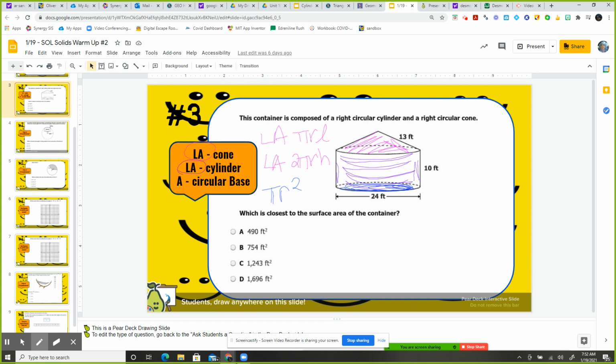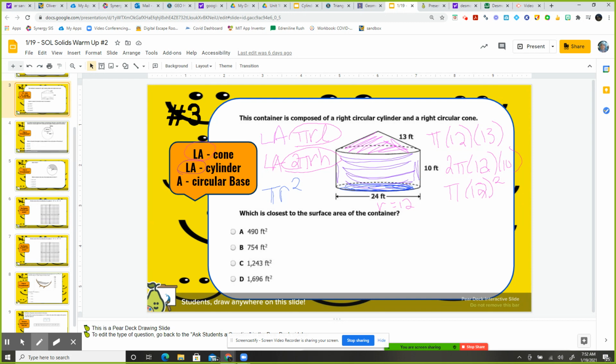Then it's just a matter of substituting. So in my calculator, I'm going to do pi, and then the radius is 12, and the slant height is 13. And then we're going to do this one, 2 pi RH, 2 pi, the radius is 12, and the height is 10. And then for that bottom circle, pi, and then 12 squared. When you put all of that into the calculator, you get your answer.